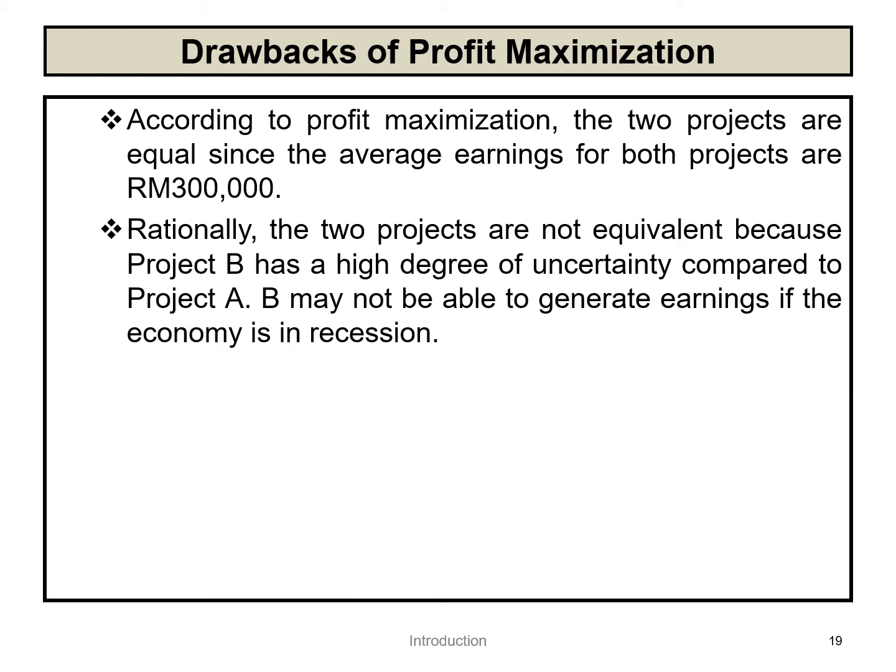According to profit maximization, the two projects are equal since the average earnings for both projects are 300,000. Rationally, the two projects are not equivalent because project B has a high degree of uncertainty compared to project A. Project B may not be able to generate earnings if the economy is in recession.